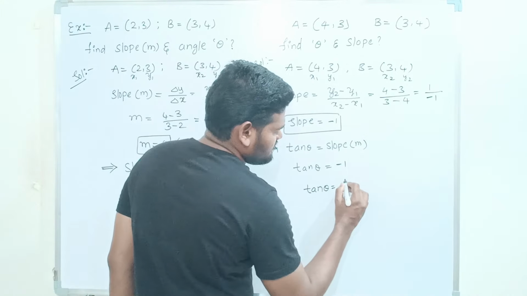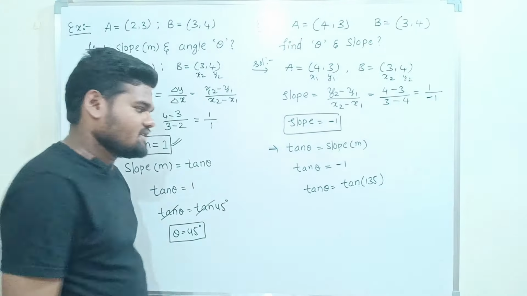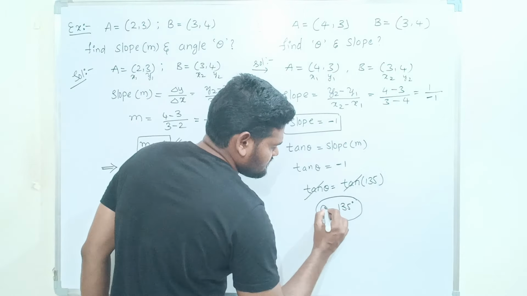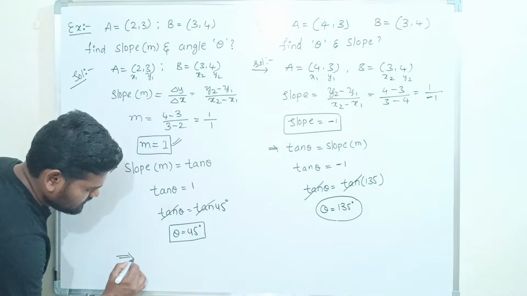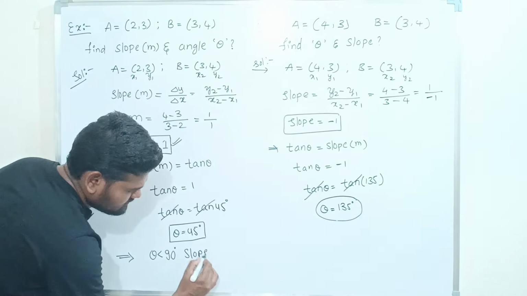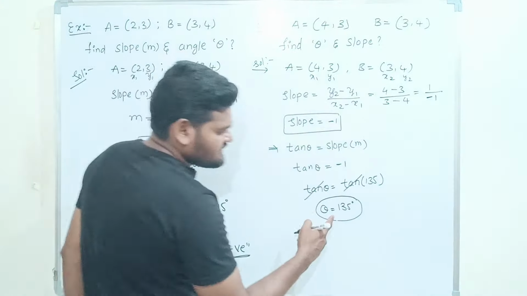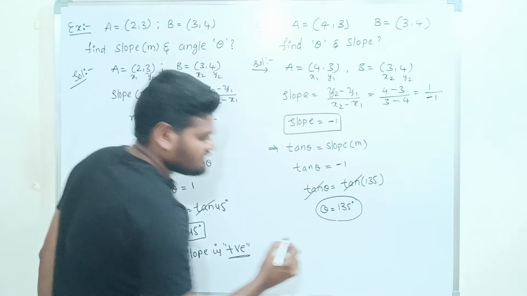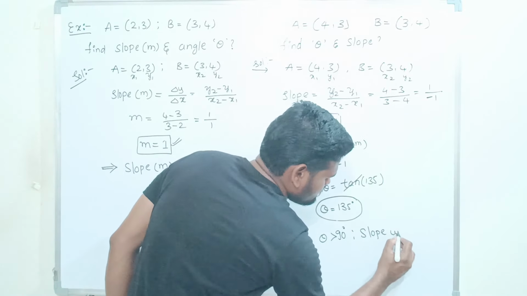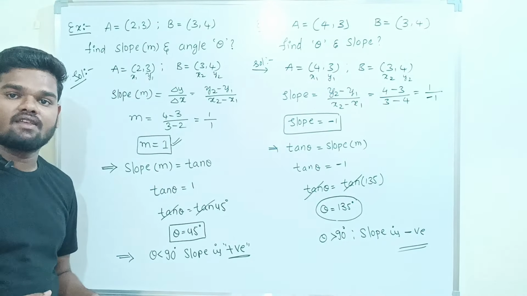Are you getting it? Tan theta is equal to tan of 135. What is the value of tan of 135? Minus 1. So tan gets cancelled out. Theta is equal to 135 degrees. In the first example, theta is less than 90 degrees, then the slope is positive. In this example, theta is equal to 135 degrees, greater than 90 degrees, then the slope is negative. Here the slope is positive and here the slope is negative. Is it clear?